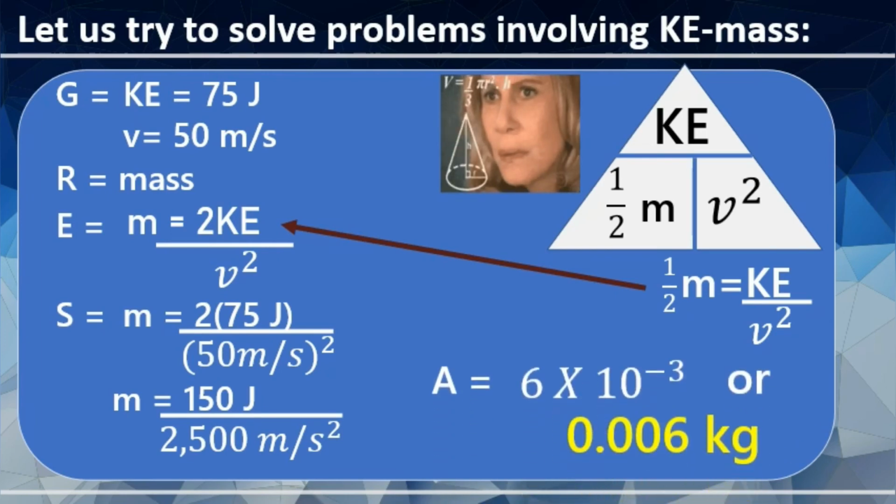Okay? So, what will be the answer? So, we got the answer 6 times 10 raised to negative 3 or 0.006 kilogram. Okay, so the answer in the problem is the mass 0.006 kilogram. Alright? Did you understand? Okay, thank you.